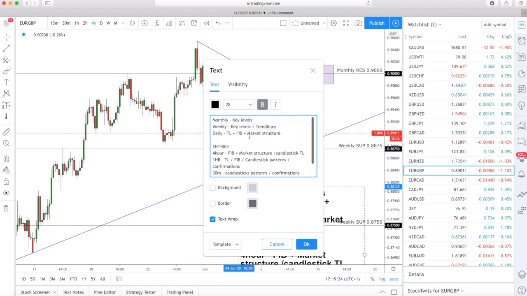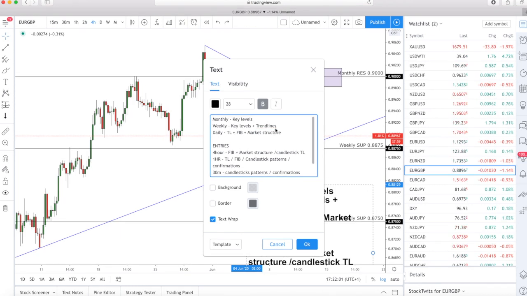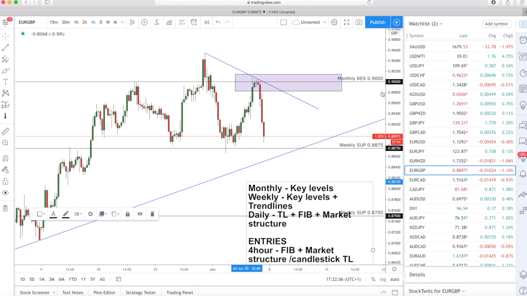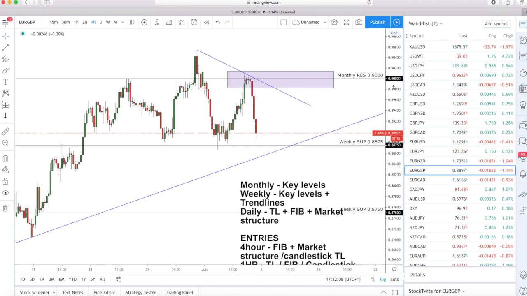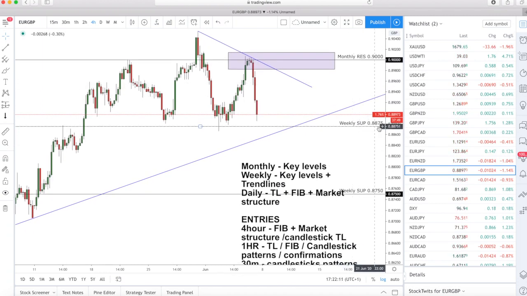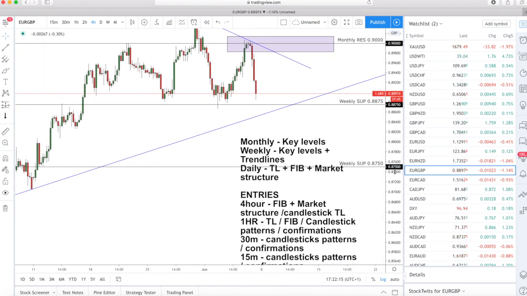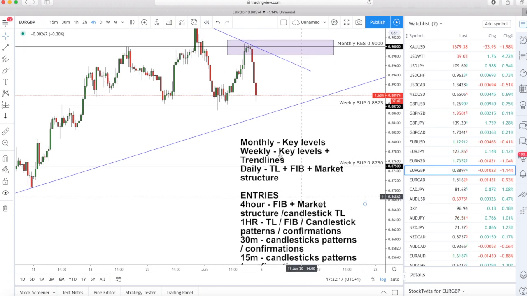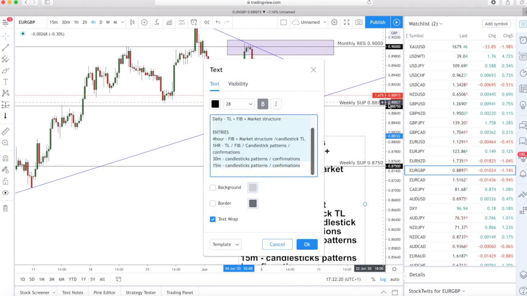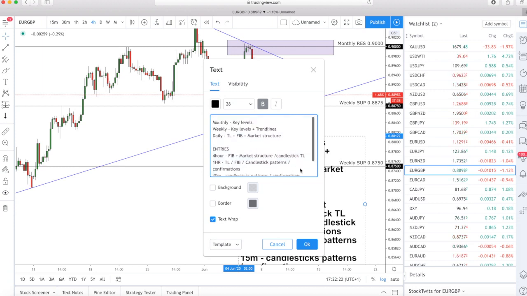So monthly I'm using just key levels, the strongest key levels, the psychological round figures, because these are the strongest, and this is where price is going to reverse from. So weekly I also have key levels, so these are normally quarters or halves or sometimes round figures as well. So you can see my monthly key level here is 0.900, weekly key level 0.88750, so a quarter, weekly key level 0.8750, so half.